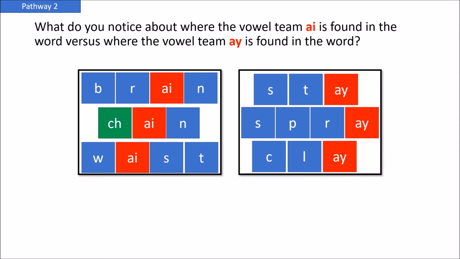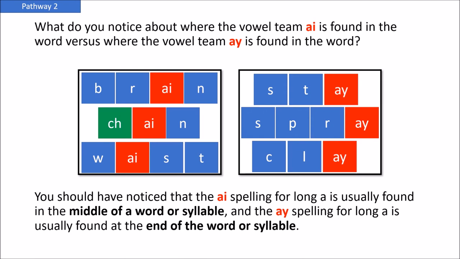What do you notice about where the vowel team A-I is found in the word versus where the vowel team A-Y is found in the word? You should have noticed that the AI spelling for the long A is usually found in the middle of a word or syllable, and the AY spelling for long A is usually found at the end of a word or syllable.